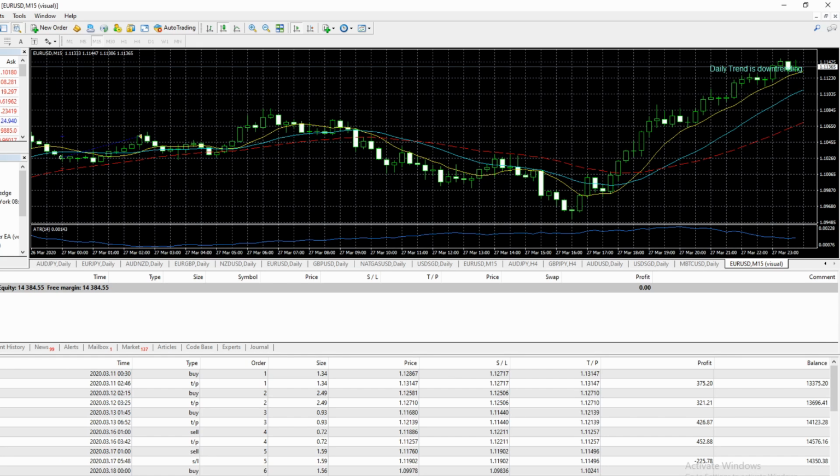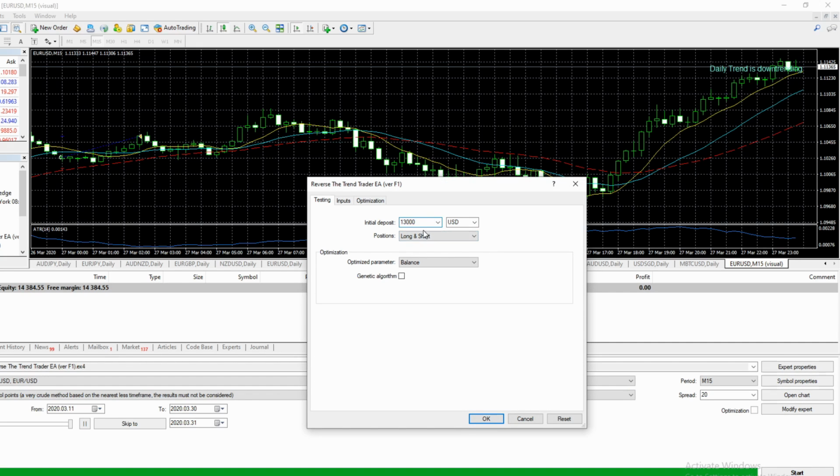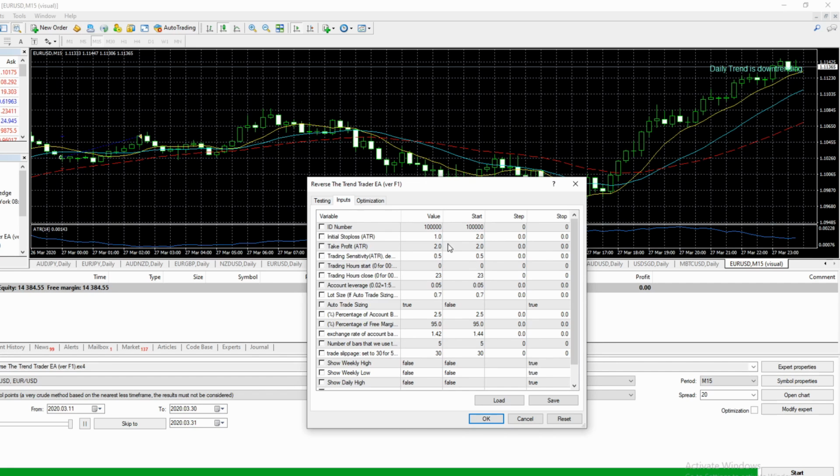Okay, so back to some of the settings here. I've set the initial capital to 13,000 USD. The currency really doesn't matter. You can just leave it as USD, because there's no forex or currency difference that affects this. I set this as 13,000 USD, which is what I currently have in my account. And my settings are as so: 2 times take profit, 1 times stop loss.